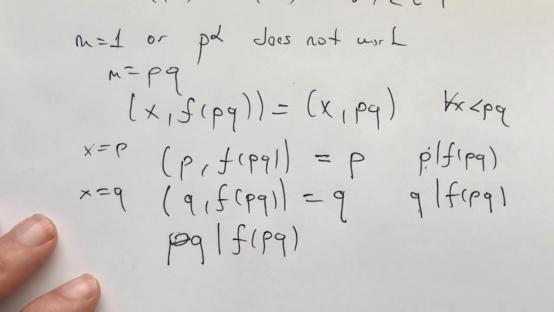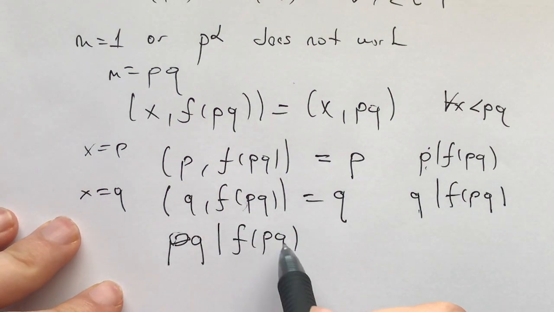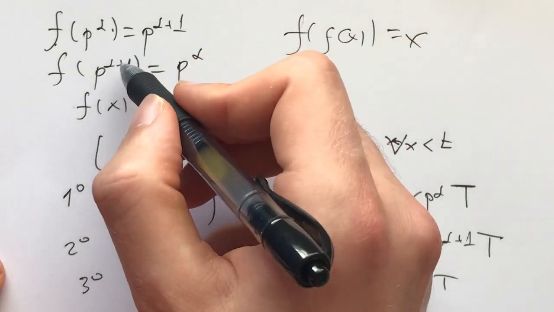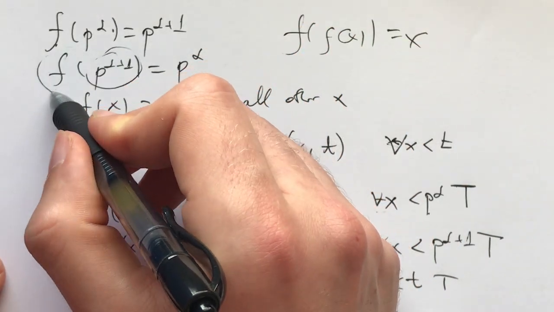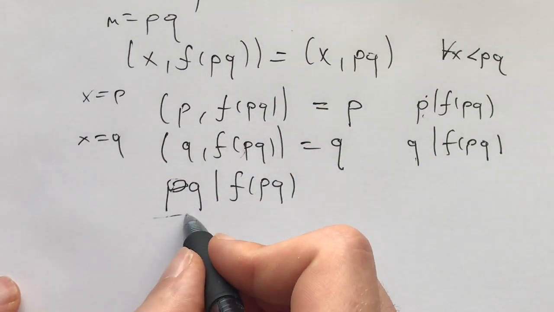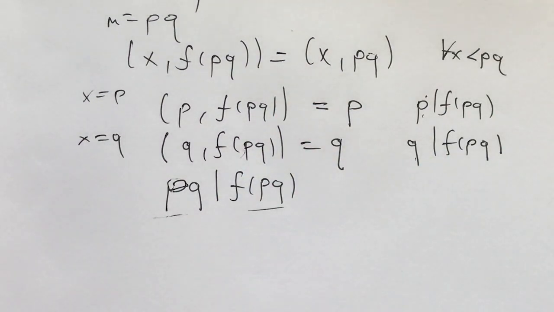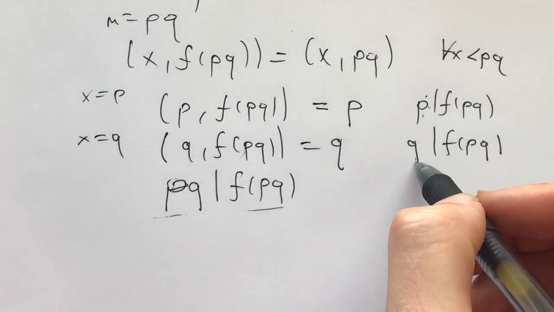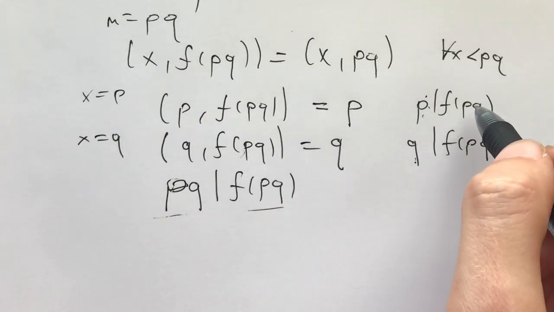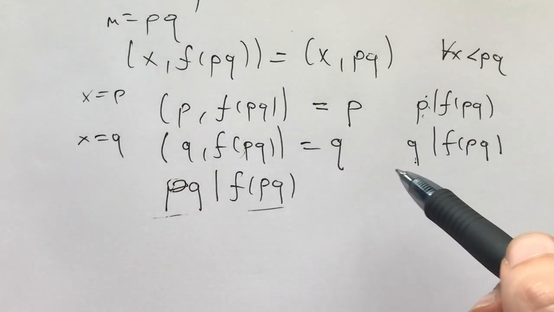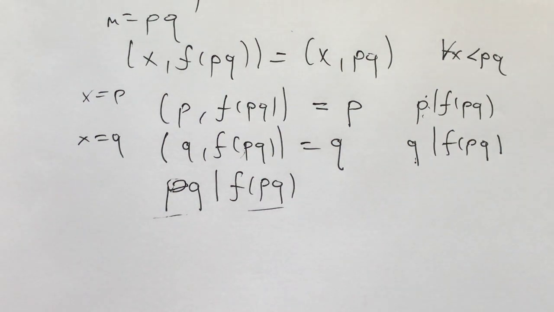And now, this is a bit different than what we had up here, because here we use the fact that this number doesn't need to divide the f of that number. But here we have p times q divides f of p times q. And the main reason we could do this is because p and q are relatively prime to each other. And that's because if a divides c and b divides c, and the GCD of a and b is 1, then a times b divides c.